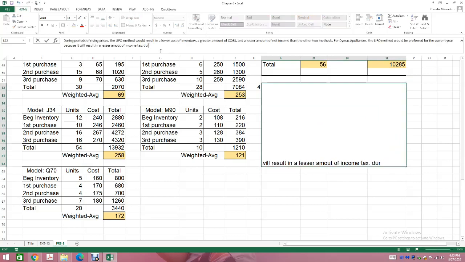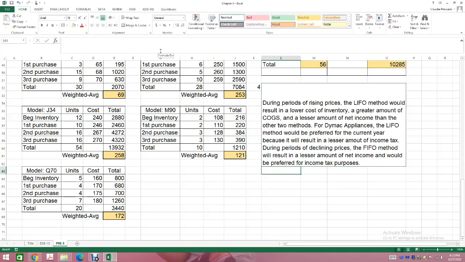Now during periods of declining prices, the FIFO method will result in a lesser amount of net income and would be preferred for income tax purposes. But like I said, you need to be very careful when you select, if you have a business, which method to use, because you can't be one month this, one month the other. You have to have a general idea of which method works best for my type of business.